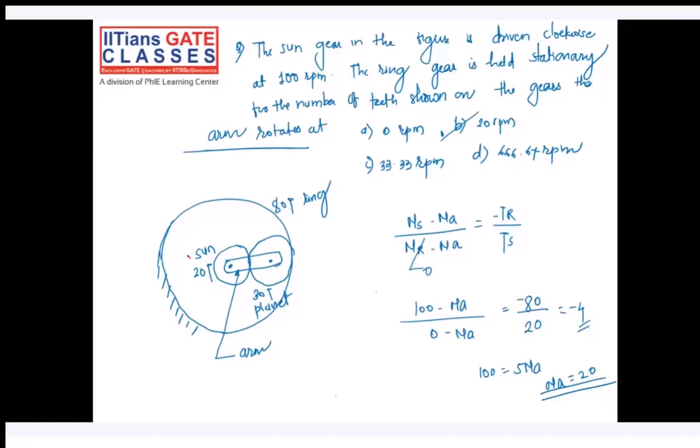So whenever I am treating sun and ring gear, I am just using the minus sign. Why? Because I know that if the sun is rotating clockwise, the planet will rotate counterclockwise, and then ultimately the ring gear is also supposed to rotate in the counterclockwise direction. So that is the reason we have the minus sign there. Is it clear why that minus is coming?